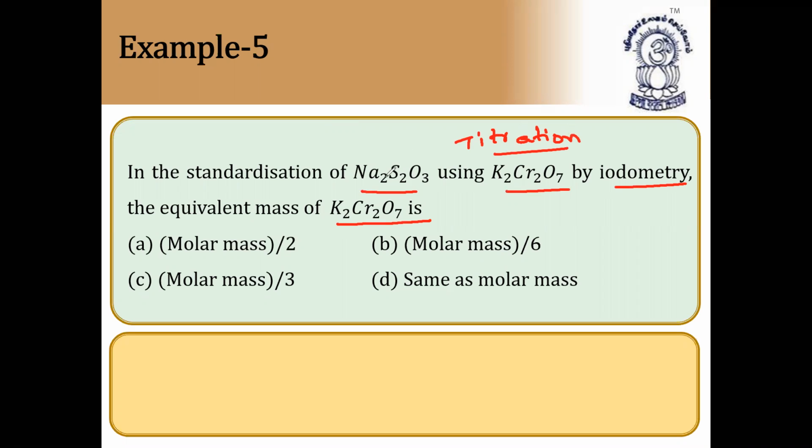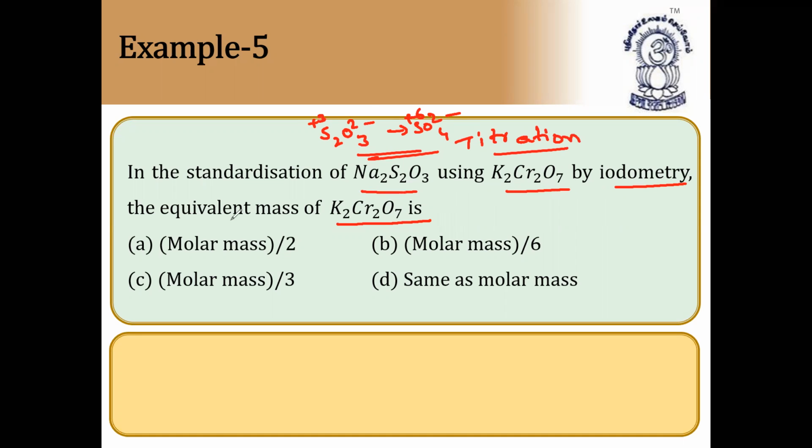So what happens when sodium thiosulfate reacts with potassium dichromate? It oxidizes sulfite-type ions, S2O3 2 minus, to sulfate ions, SO4 2 minus. So the sulfur oxidation state here is +6, and here it should be +3. +3 changes to +6.